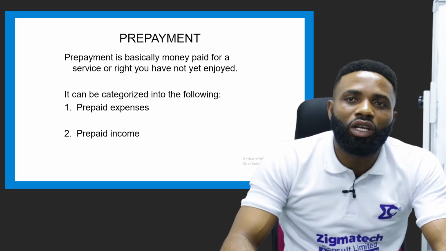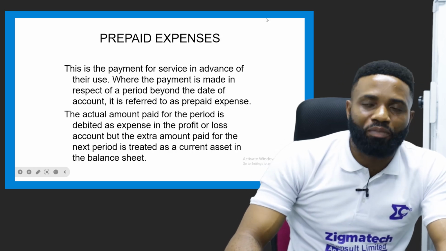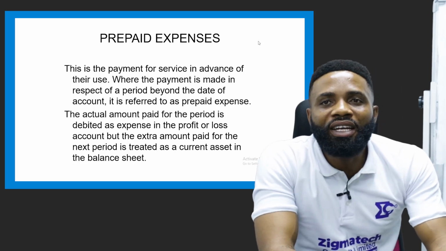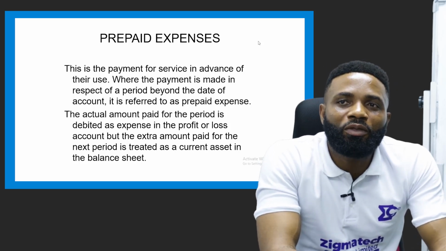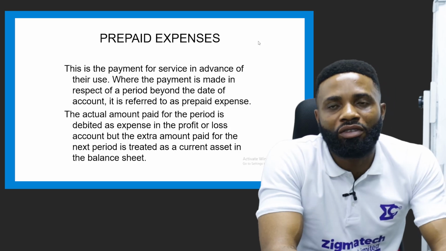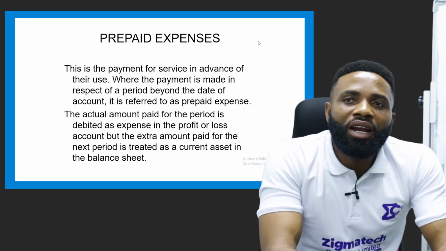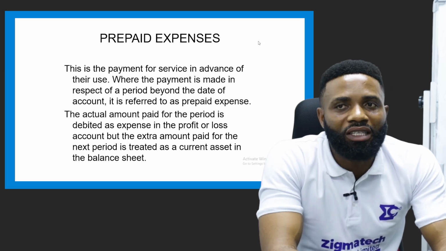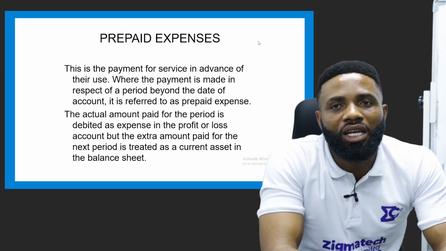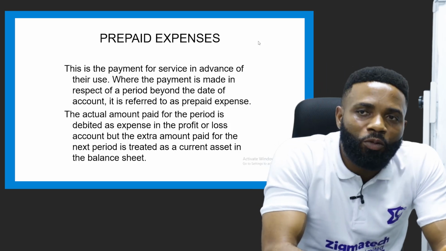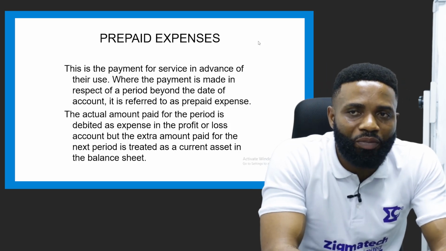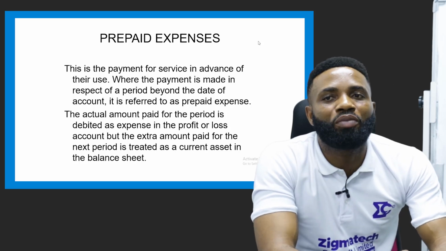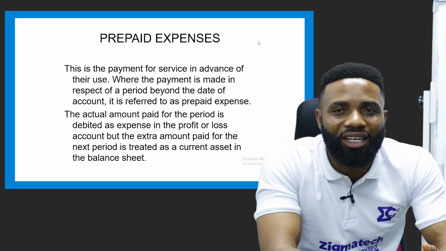We are going to look at them one after the other. Let's start with what we call prepaid expenses. A prepaid expense is the payment for a service in advance of its use, like I mentioned earlier, where the payment is made in respect of a period beyond the date of account. It is referred to as a prepaid expense. The actual amount for the period is debited as expense in the profit or loss account, but the extra amount paid for the next period is treated as a current asset in the balance sheet.